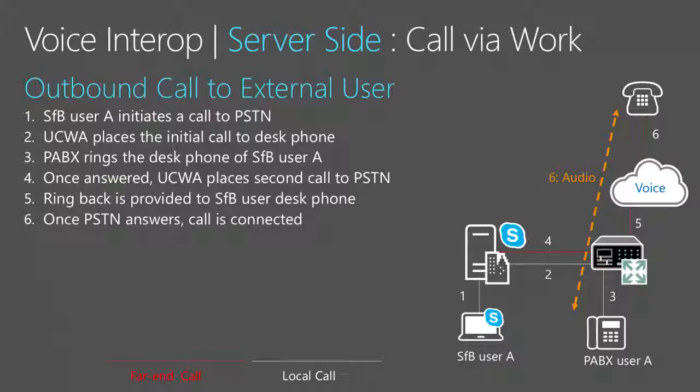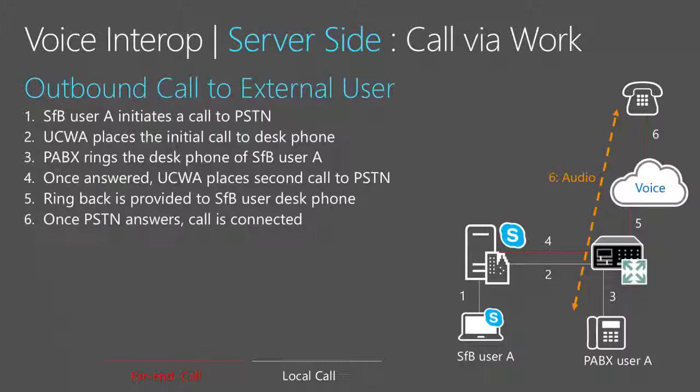So UC Web will initiate a call first. Let's say I want to call Paul. I'll dial his mobile number. So UC will recognize the Skype for Business user dialing the number, and UC will place a call to my PBX phone. Once the phone is answered, I pick up the phone, then UC will place this call to Paul's mobile number. Once Paul responds, the call is connected between him and the PBX user. That's how it will flow. This is, in a nutshell, what call via work is.